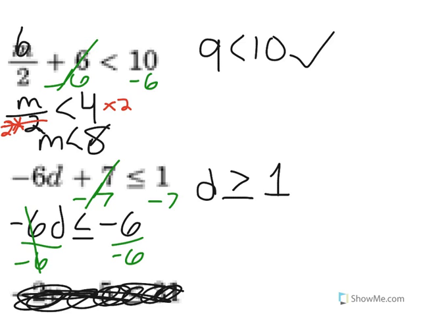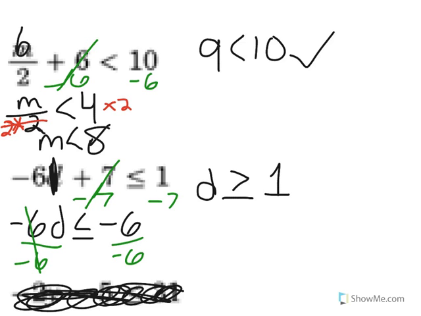So if you test it, let's plug in 1. If you put a 1 right here, that would be negative 6 times 1, which would be negative 6. Negative 6 plus 7, well, that's positive 1. So we would have positive 1 is less than or equal to positive 1. Well, hey, it says or equal to. Well, 1 is equal to 1, so that would be true.